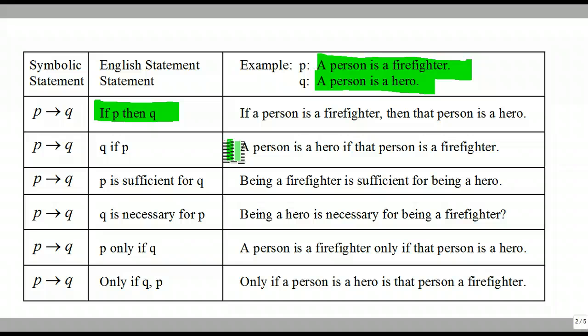Yes, you need to have this in your notes. Okay. Then there's also P is sufficient for Q. So being a firefighter is sufficient for being a hero. It's another example of that. Q is necessary for P. Being a hero is necessary for being a firefighter. I'm not really sure why they put a question mark on the end of that. I think that might be a typo.